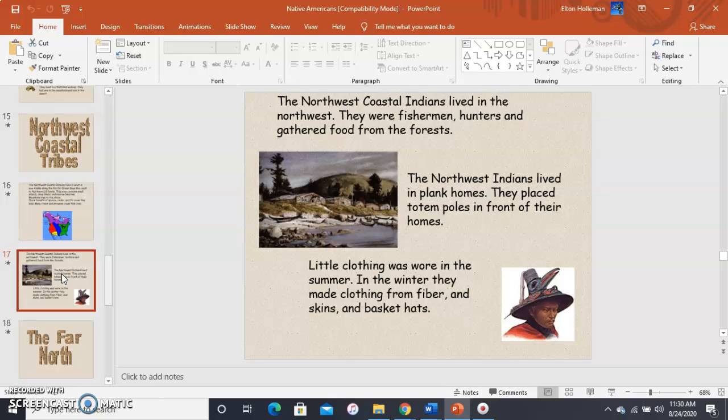Northwest coastal Indians lived in the Northwest. They were fishermen, hunters, gatherers, and they gathered food from the forest. Northwest Indians lived in plank homes or wooden homes. They placed totem poles in the front of their homes. Little clothing was worn in the summer. In the winter, they made clothing from fiber and skins and basket hats.